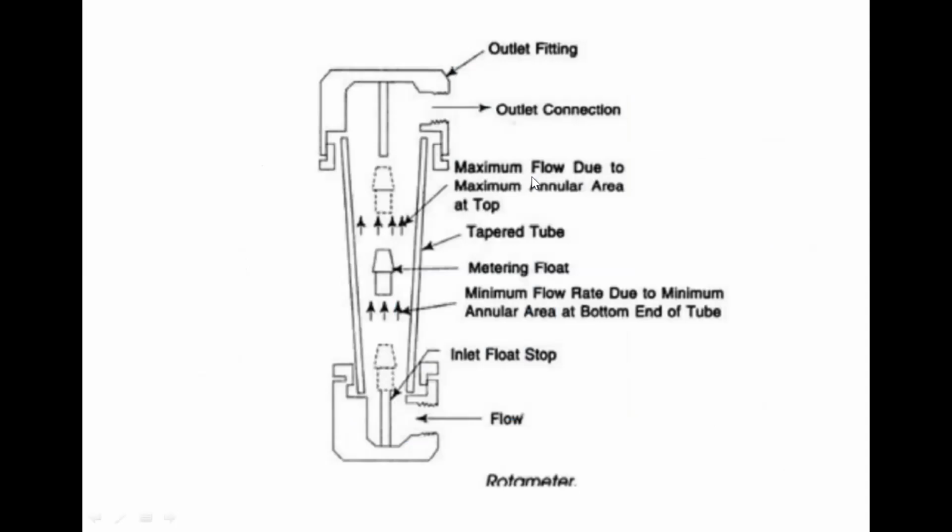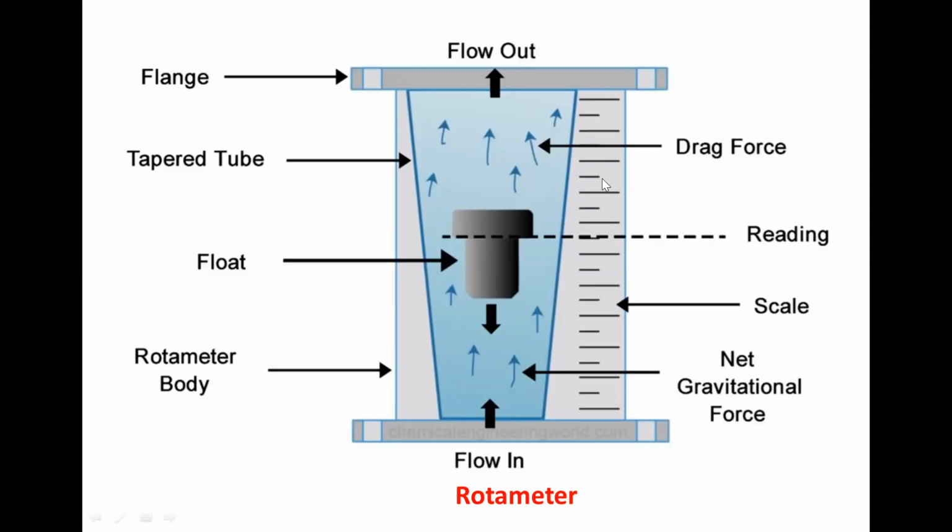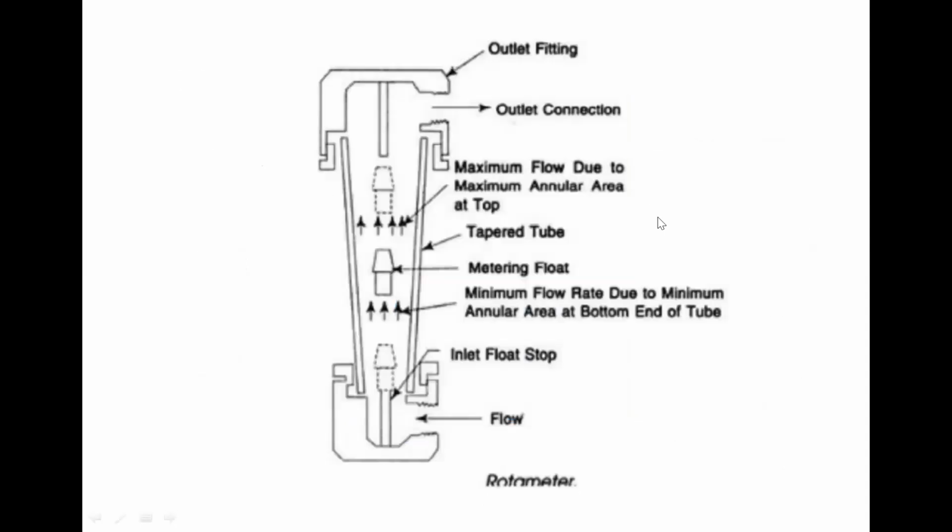We'll see this further. From the exam point of view, you can use this diagram. We will provide the material, and the textbook provides this diagram. So this is the outlet fitting. The inlet flow, the flow is entering here. This is the tapered glass tube. The water or fluid is flowing from the outlet in this direction. And this is the metering float. The float is moving from this position to this position. So the initial position is the inlet float stop.